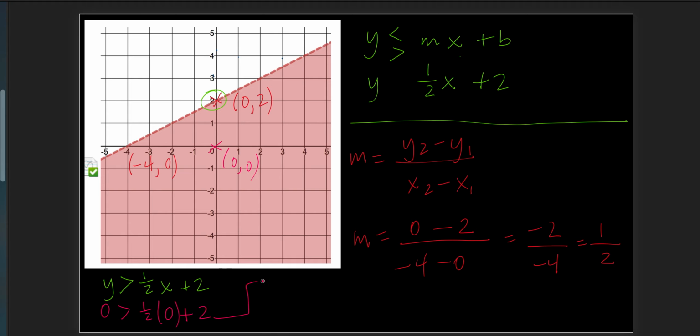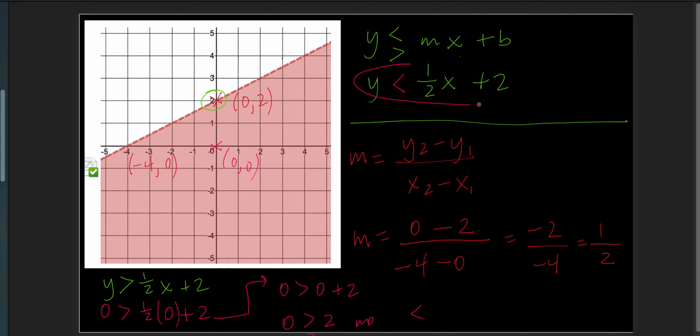So when I simplify this, I have 0 is greater than 0 plus 2, and 0 is greater than 2. So is that true? Is 0 greater than 2? And of course that's no. So that just means the symbol should go this way, pointing to the y. See that? And so that's my answer. This is how I piece that together. Just by looking at the graph, I can come up with the inequality for that.